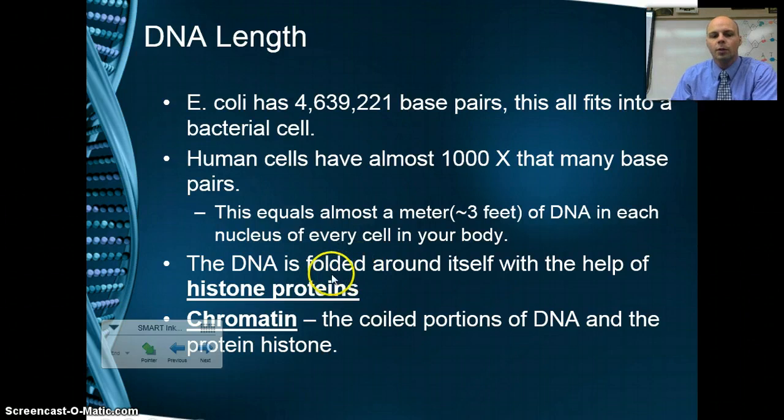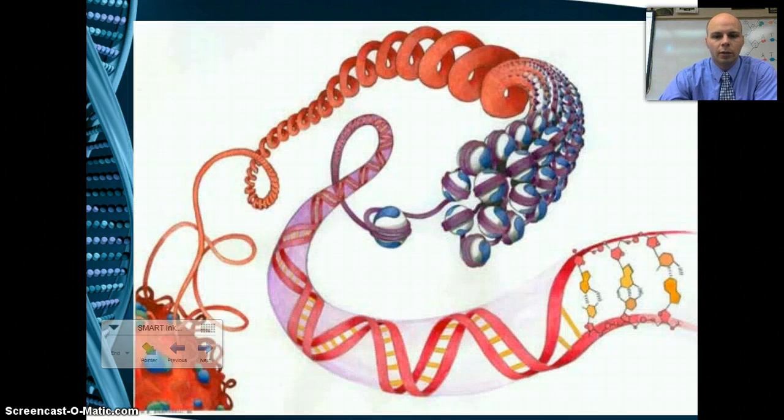The way that works is DNA folds itself around histone proteins, coils itself up to fit inside the nucleus. Here we can see our double helix form wrapping around the histone proteins. Those proteins then coil themselves up and continue to coil up until we create the chromosome or chromatin form of DNA, depending on what stage of the cell cycle the cell is currently in.